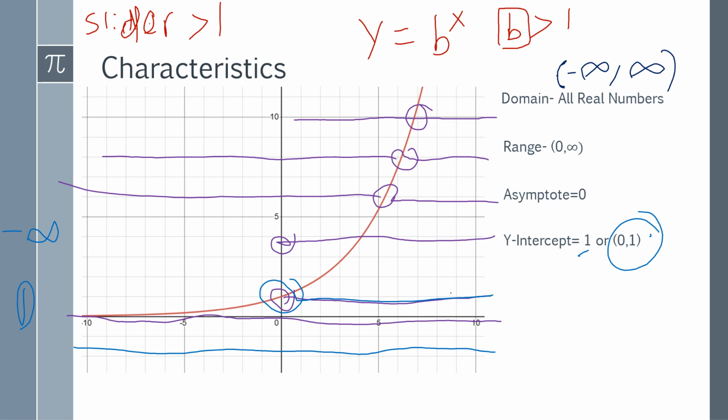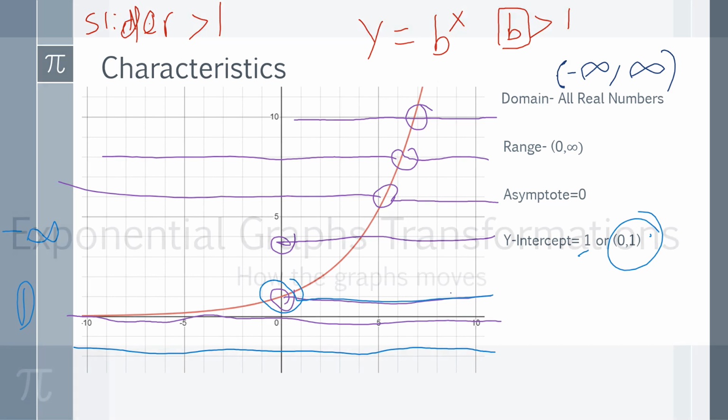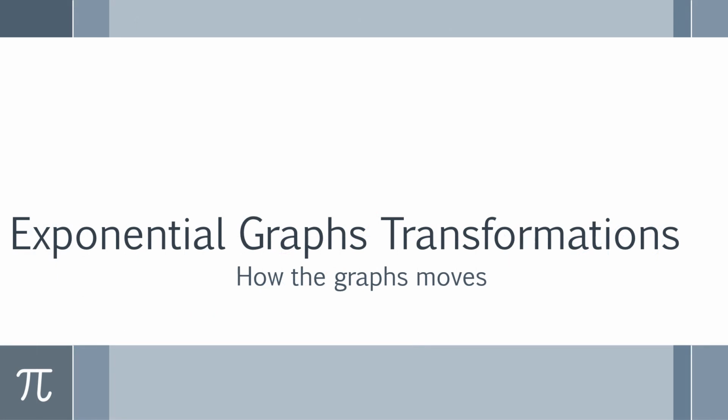So that's pretty much it. You're just applying those 1, 2, 3, 4 things throughout these functions. So now keep your decimals on and let's get through this. Initial graphs and transformation. How the graph move. Now, there's going to be a critical question that I'm going to ask of you later on.